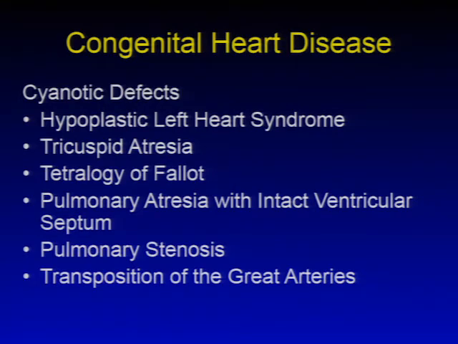And then finally, transposition of the great arteries occurs when there is discordance of the great arteries and the ventricles themselves, leading to a cyanotic defect.